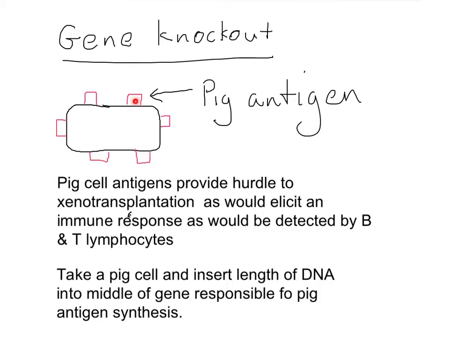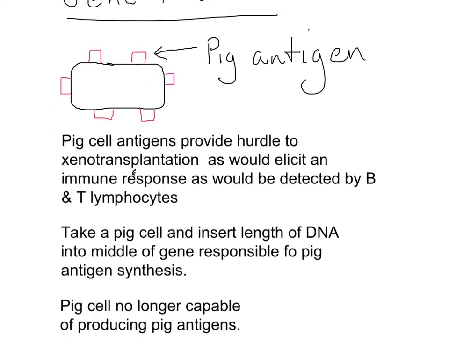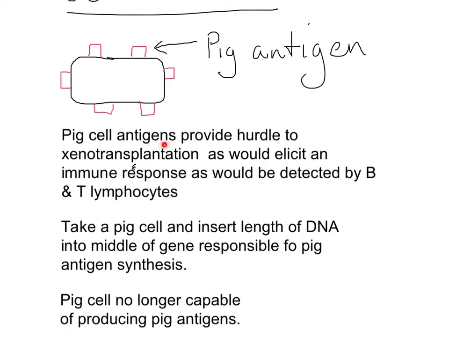Okay, so just going through this in a sort of bulleted point type situation, just to show you what would happen. I'm just reading from these. We would have pig cell antigens provide a hurdle to xenotransplantation, as they would elicit an immune response, as they would be detected by T and B lymphocytes, as we just said. So we take a pig cell, and what we do is we insert a length of DNA into the middle of the gene which is responsible for pig antigen synthesis.